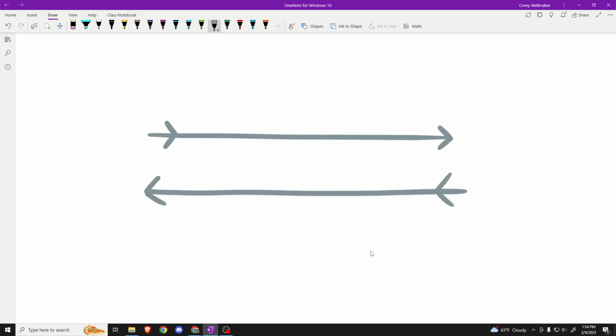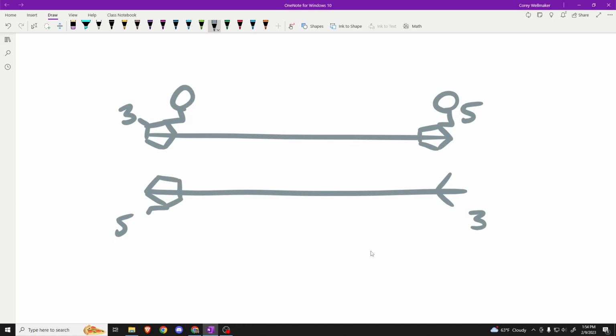All right, this is 3. Top left, top right is 5. Bottom left is 5. Bottom right is 3. And again, if I draw out the nucleotides, you can hopefully see that. Okay, what about this?